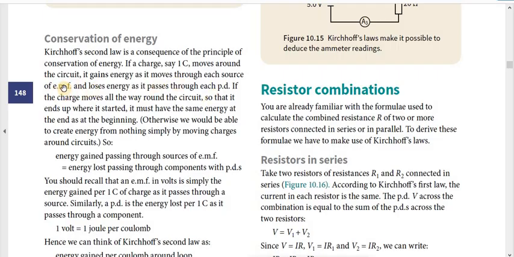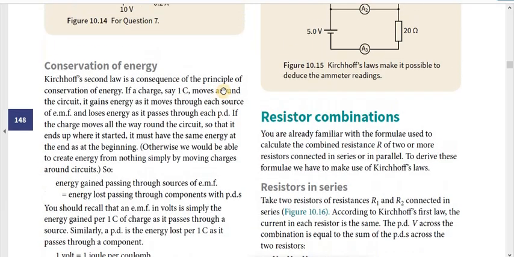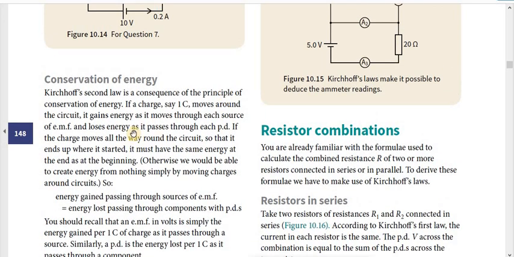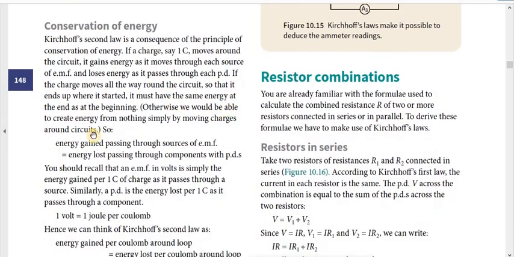So when it's EMF, that means the electrons are getting energy from the power supply. And when we consider potential difference, then that means the electrons or charge carriers are losing energy when they pass through those resistors or other components which have resistance, and lose energy as they pass through each PD. If the charge moves all the way around the circuit so that it ends up where it started, it must have the same energy at the end as at the beginning. Otherwise, we would be able to create energy from nothing simply by moving charges around circuits.